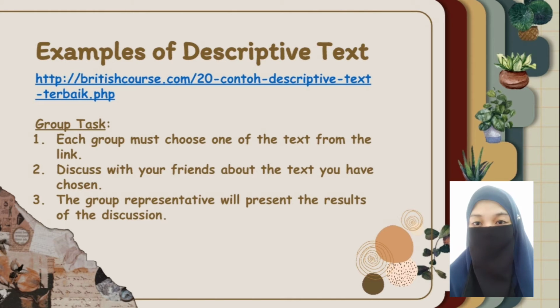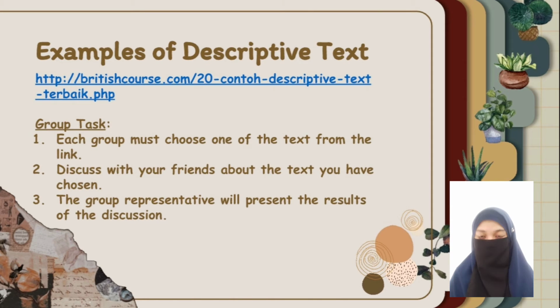As you can see on your screen, this is the link of descriptive text references. Your task is to enter the link, then discuss it with your group and choose one of the topics that your group likes. After that, analyze the text according to the descriptive text elements that we discussed earlier.